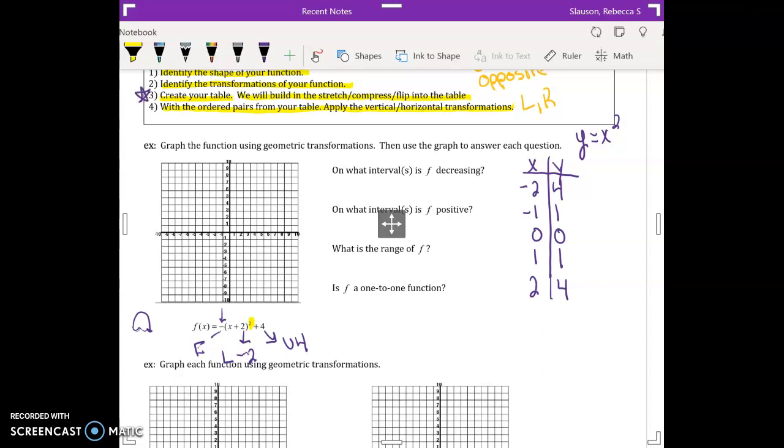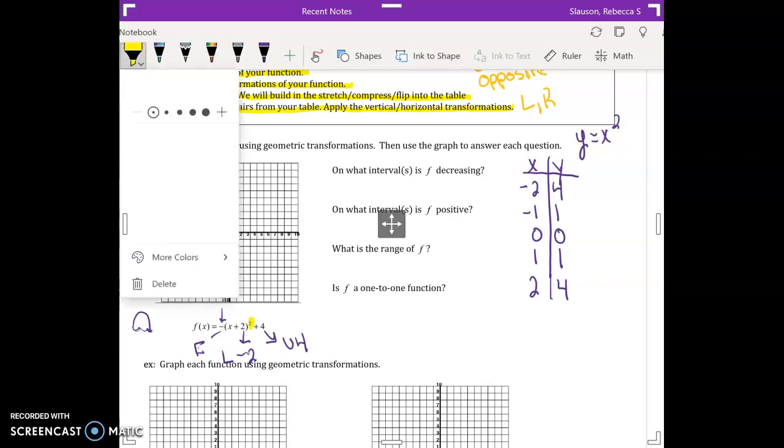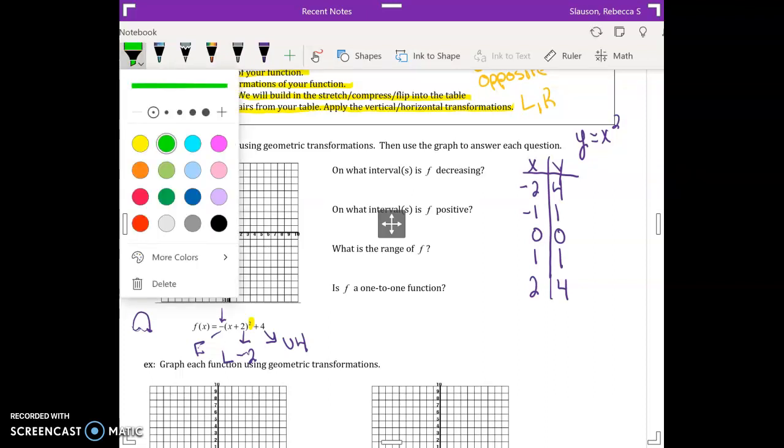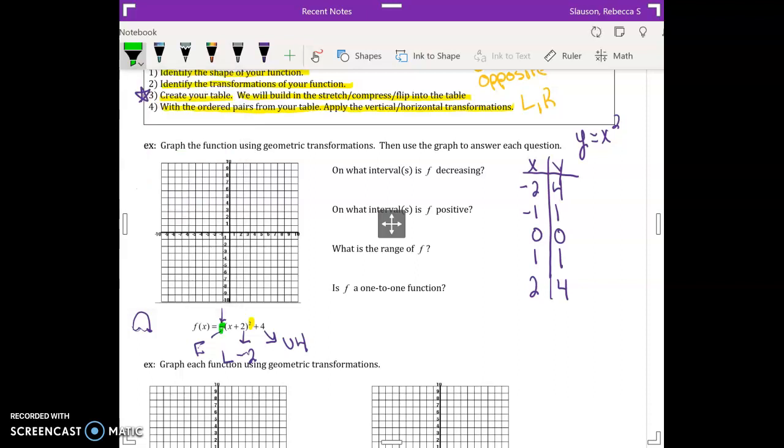And now I'm going to build my stretch, compress, and flip into the table. So I'm about to take this -2 right here, and I'm going to apply it over here in my table. So I'm going to take all of these y values. They're supposed to be negative signs. Again, I don't know what is going on with my pen. Everything's kind of running together.